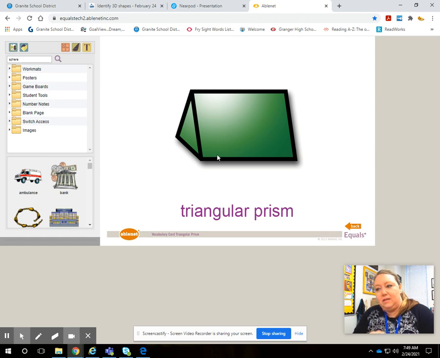Don't you think that this picture on the screen looks a lot like a tent? That would be another example of a triangular prism. This right here is a block that's a triangular prism. It's got a triangle on both sides and it has depth. That's what makes it a triangular prism.